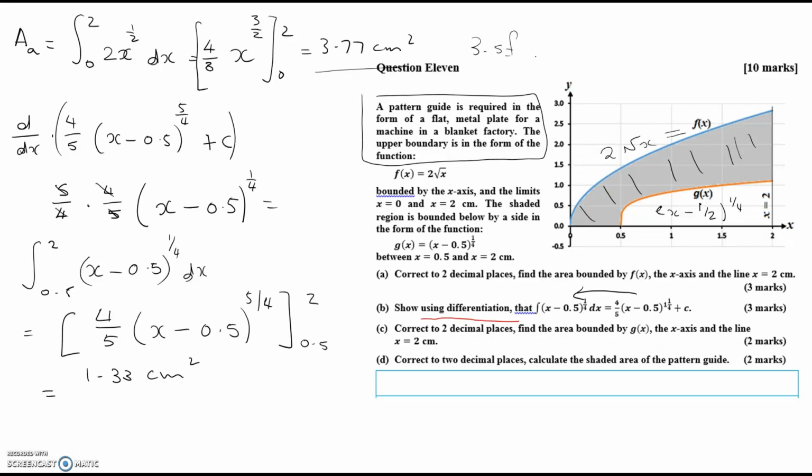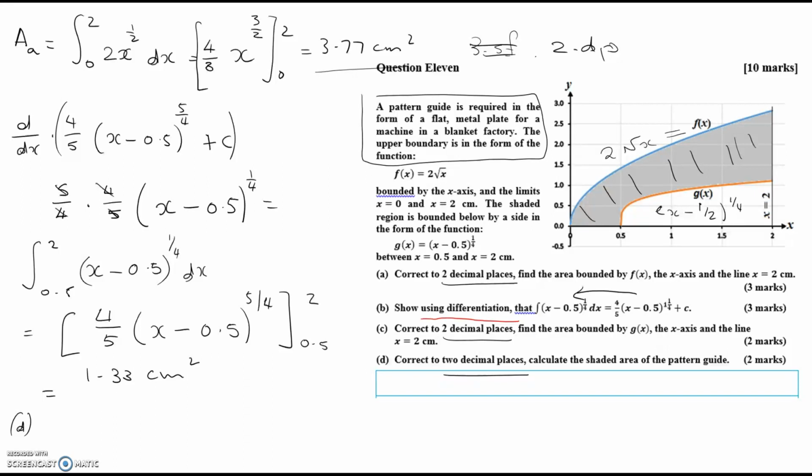Okay, the last part, part D, says correct to 2 decimal places this time. Okay, they can't make up their mind. In fact, the first one was not 3 either, it was 2 dp. So just watch that, they're all over the show, 2 dp, 2 dp, and 2 dp. So yes, just watch that.